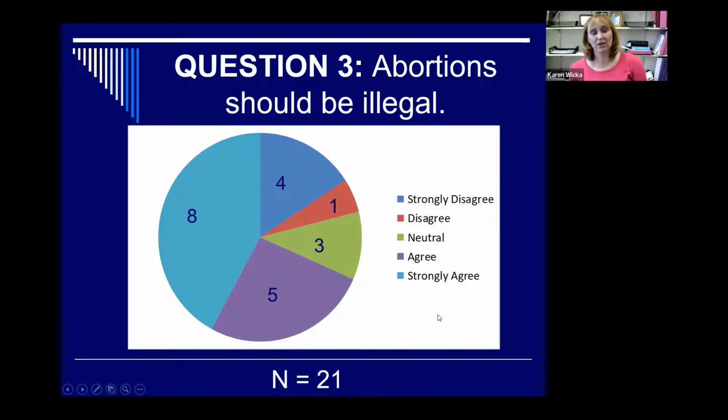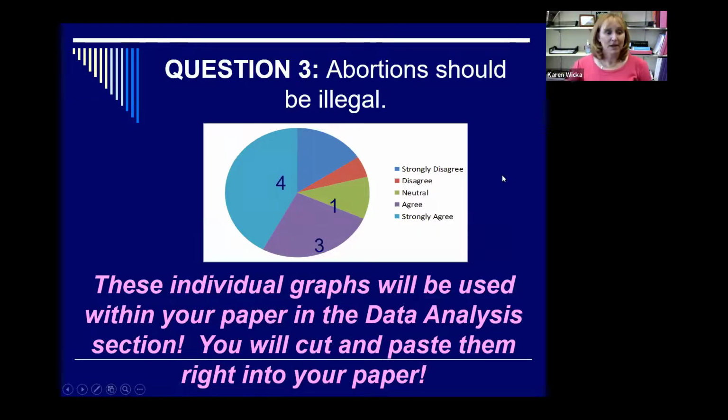So make sure you include that. But you can do any way you want. I don't really mind which one you do, but these are going to be actually merged into your actual paper. You're going to cut and paste them into your paper. So once you create it, you're going to want to copy it and paste it right into the paper. And make sure you have this key so everybody knows what you need.